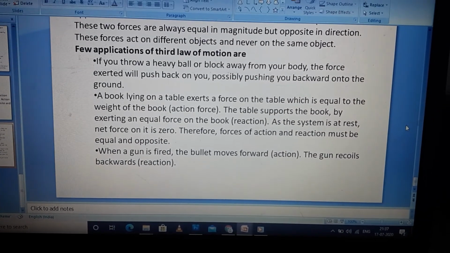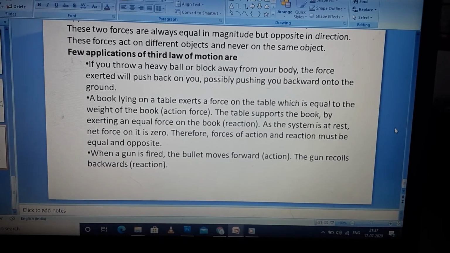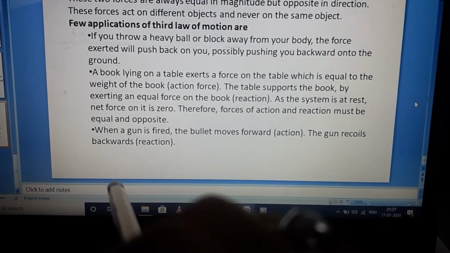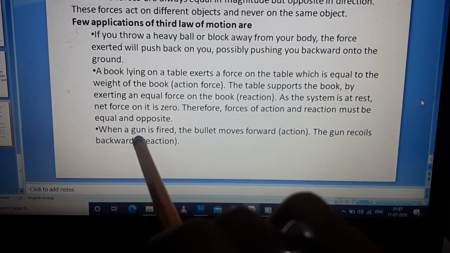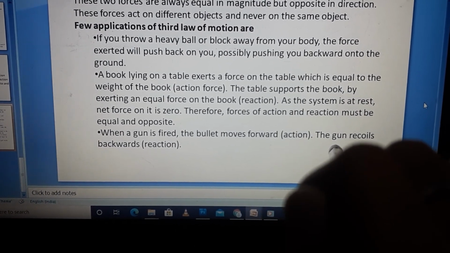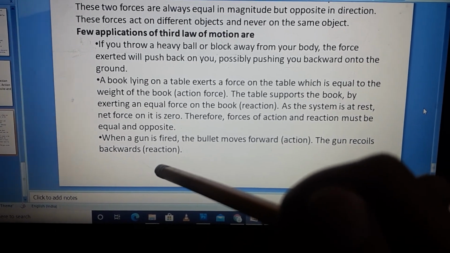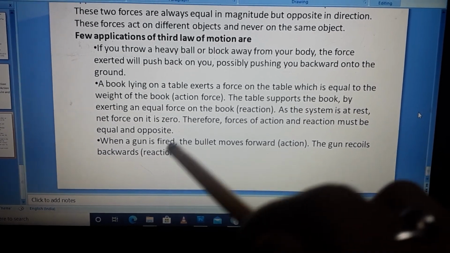We have a few examples related to the conservation of momentum in which the third law of motion applies, and one of them, according to the book, is when a gun is fired. The bullet moves forward, which is the action, and the gun recoils in the backward direction, due to which we get a jerk on our shoulder. This is the reaction. So action is equal to the reaction.